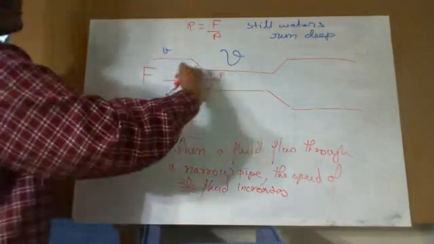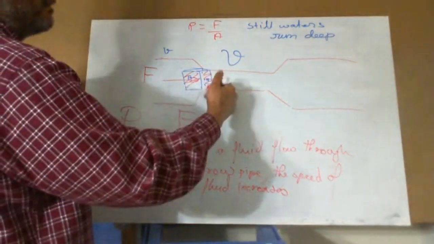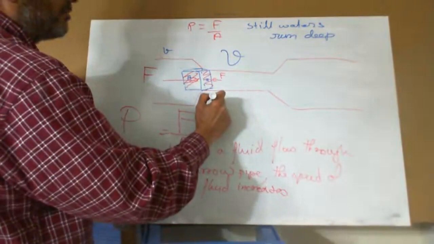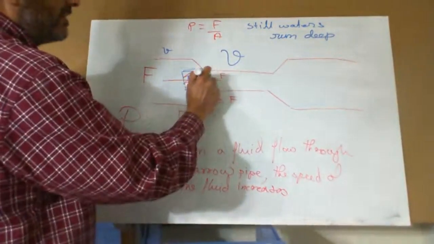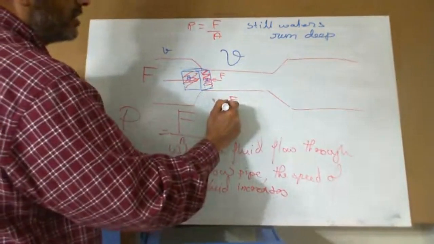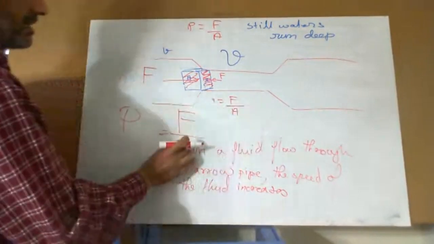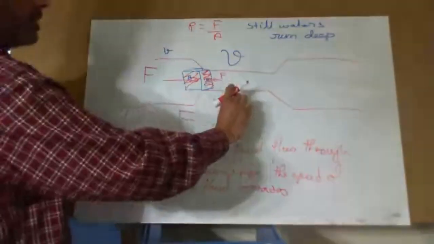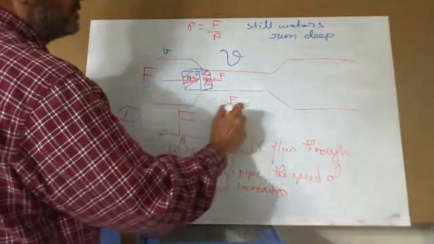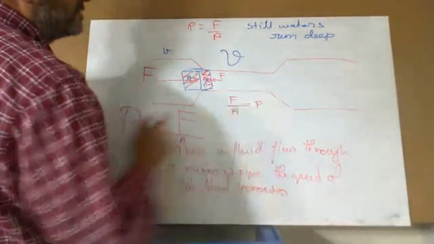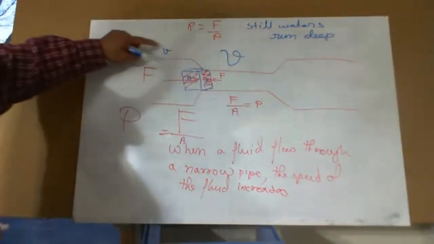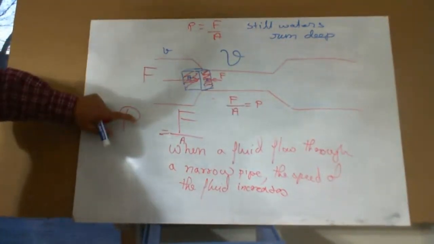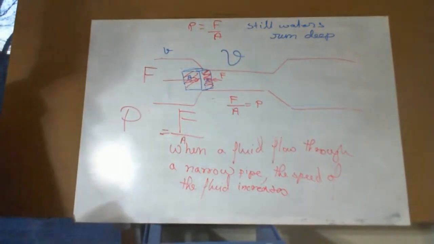What about on the other end? What is the pressure here? Here the force is smaller. The area is the same, the area of the water going through. So smaller force will give you a smaller pressure. So whenever the speed increases, the pressure decreases. Whenever the speed decreases, the pressure increases.